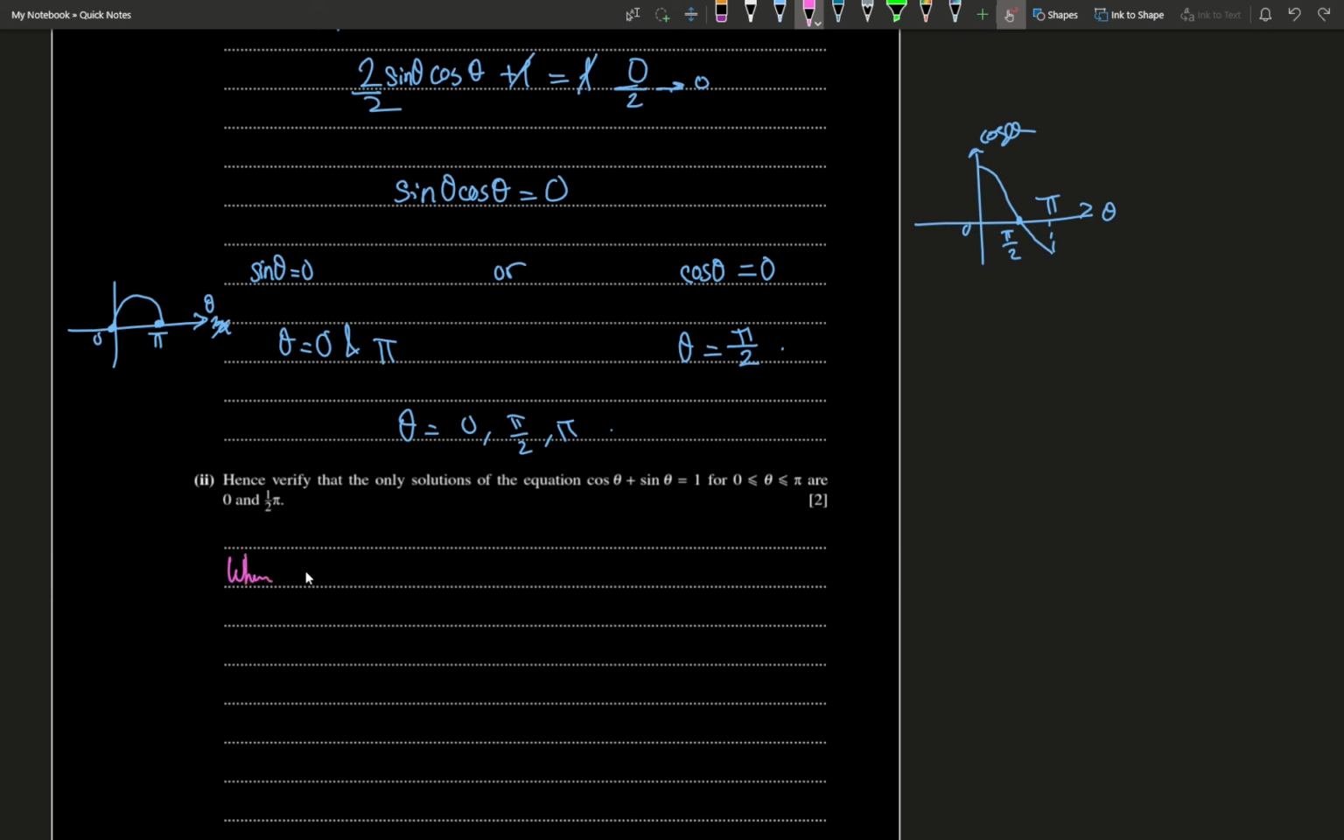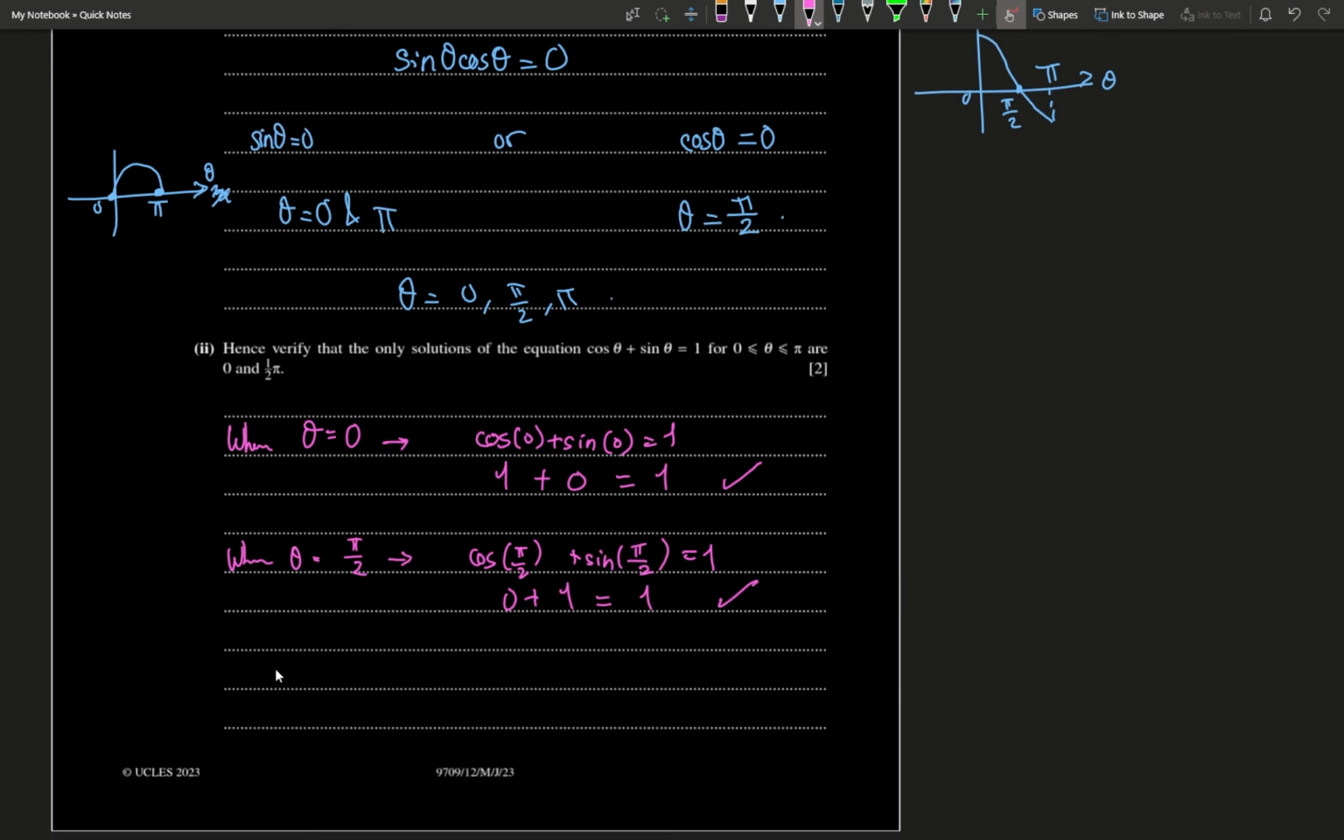When theta is equal to 0، هتقول له cosine of 0 plus sine of 0 is equal to 1. احنا عارفين ان cosine of 0 is equal to 1 and sine of 0 is 0، ف 1 plus 0 is indeed equal to 1. That's correct. بعدها when theta is equal to pi over 2, cosine of pi over 2 plus sine of pi over 2 is equal to 1. The cosine of pi over 2 is 0 and sine of pi over 2 is 1. This is indeed equal to 1.